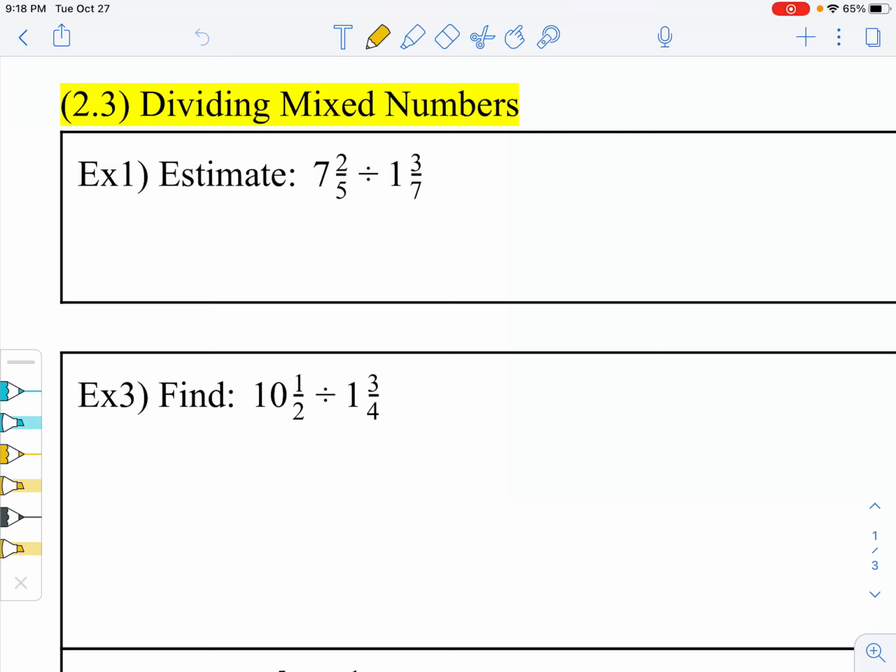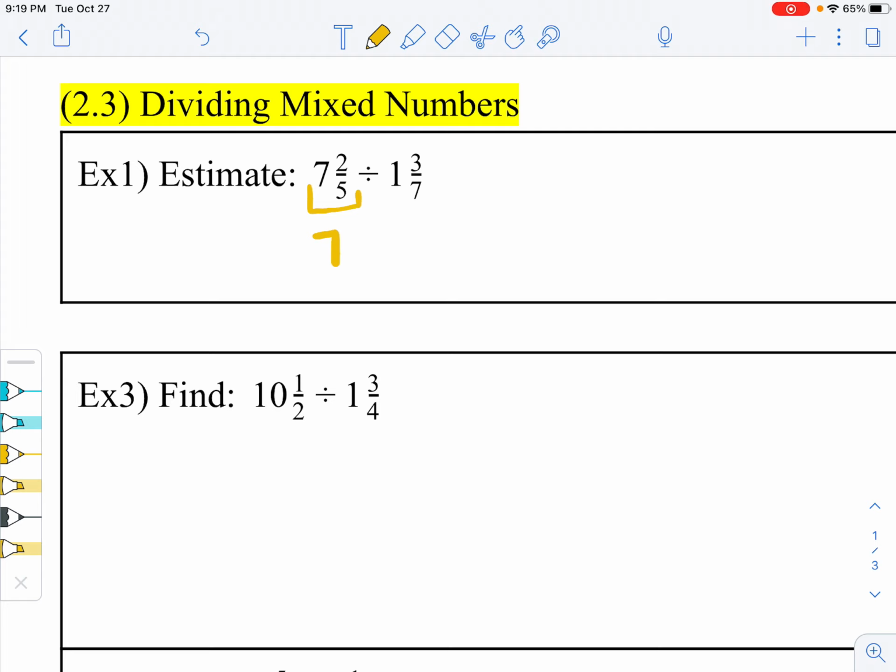In this video, we are going to divide mixed numbers. The first thing we're going to do, though, is estimation. So let's remember how we would estimate 7 and 2/5. Since 2 out of 5 is less than half, since 2.5 would be half of 5, then 7 is going to round down to 7.